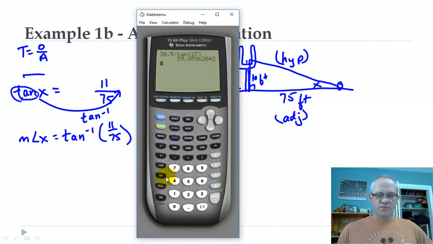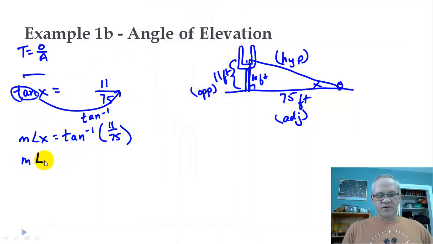So remember, the inverse tangent is above the tangent, so I have to press second function and then tangent to get it, and then 11 divided by 75. And so then it says about 8.34, and I think in our example they said round it to the nearest degree, so that means we're going to just round that to 8 degrees there. So the measure of angle X would be approximately 8 degrees.